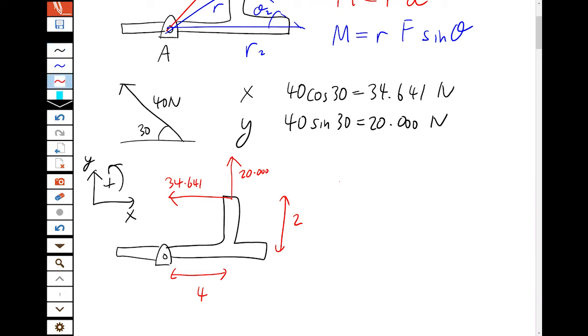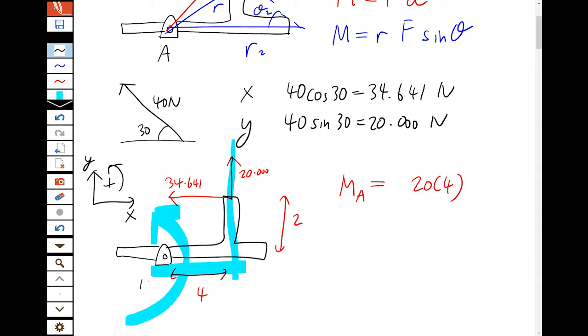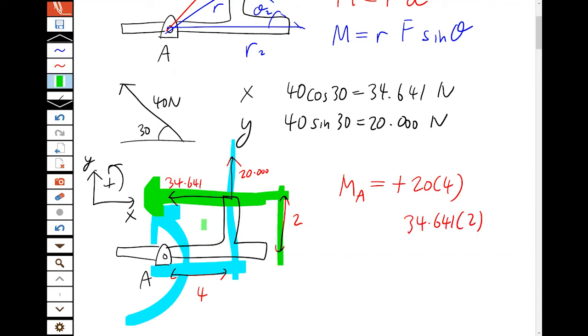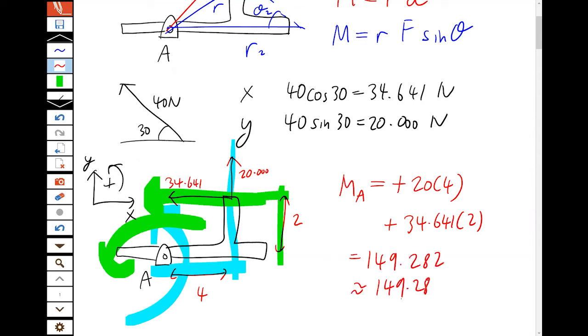So now the moments around A of these two forces are, you have 20 newtons, a perpendicular distance of 4 away, and that's turning counterclockwise around A, so that's positive. And then you have 34.641, a perpendicular distance of 2 away. And again, that would turn things counterclockwise around A, so that's positive, which gives us 149.282, down to 5 sig fig for my work, down to 3 sig fig for a final answer, 149 Newton meters.